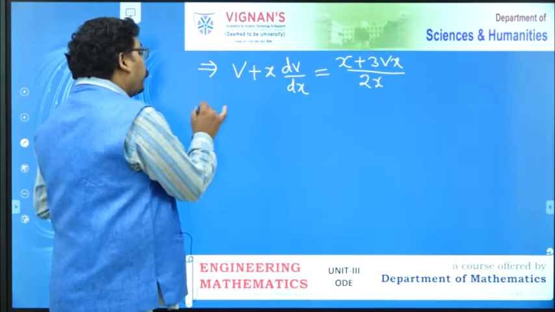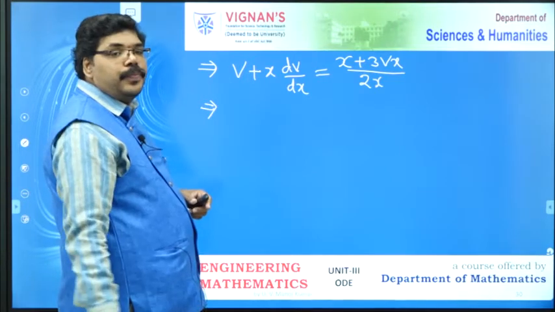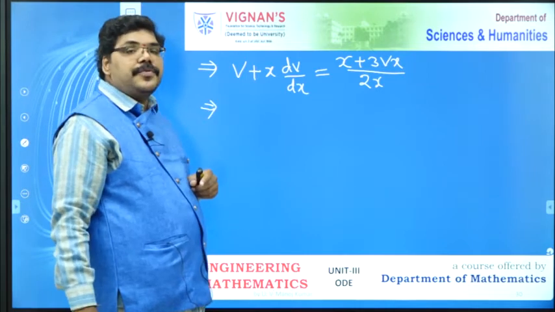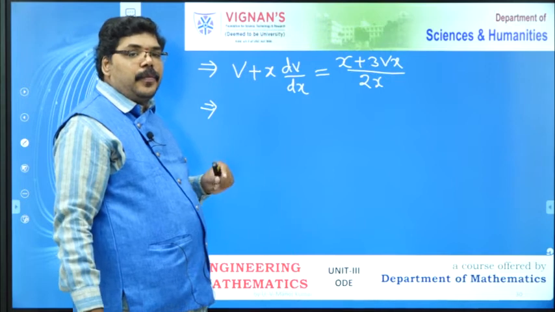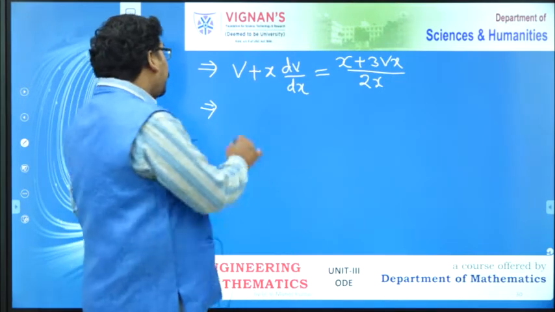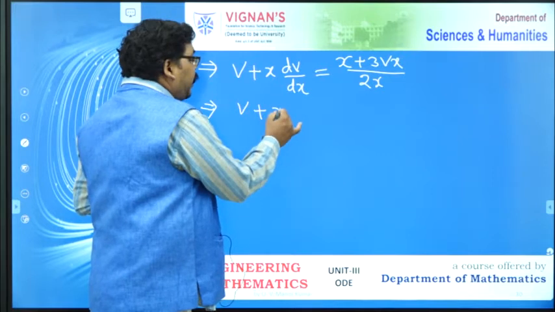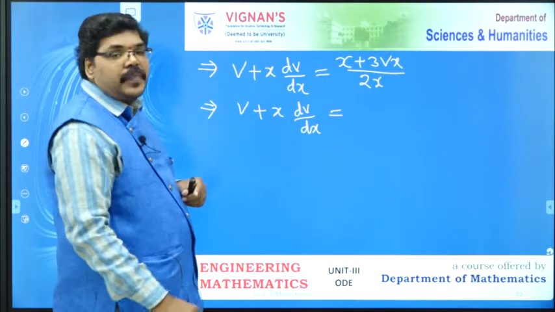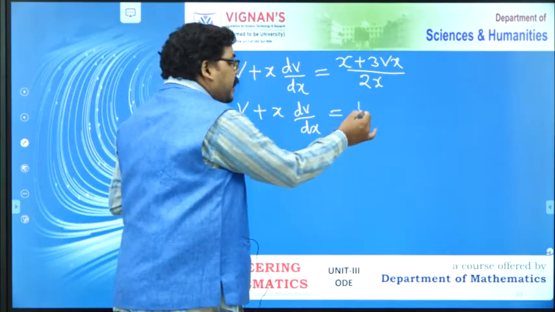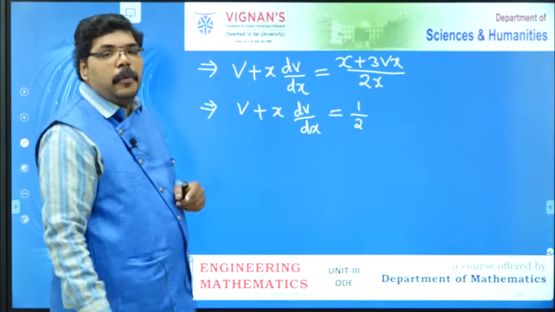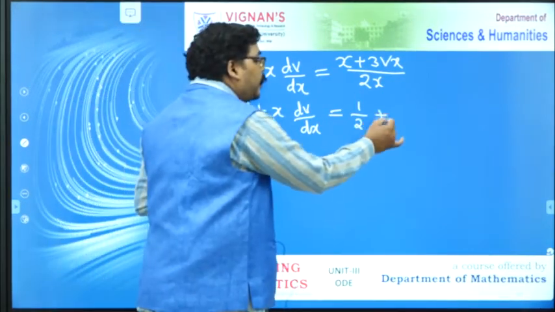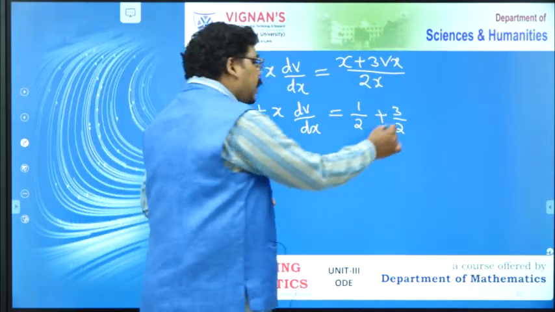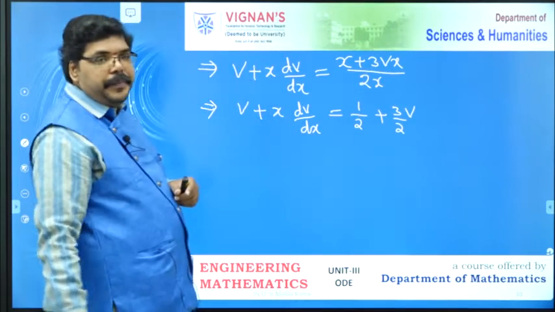Simplify. So what are the variables now? I want to reduce this into variables separable. What are the variables in this new equation after substitution? x and v. So simplify so that you can separate the variables. If you simplify on the right hand side, x by 2x, x gets cancelled, 1 by 2, plus 3 by 2, x gets cancelled, what remains? v.